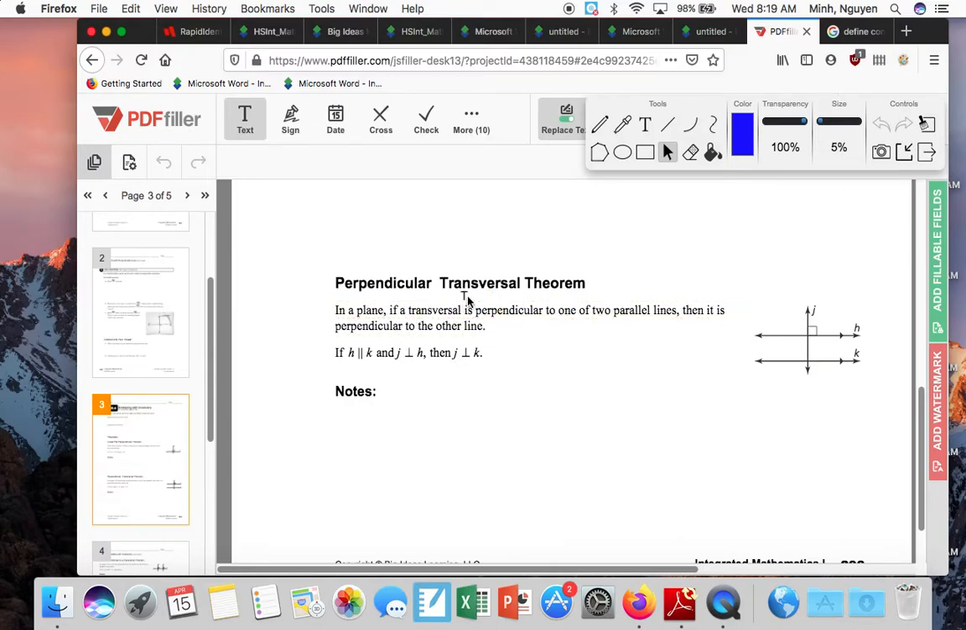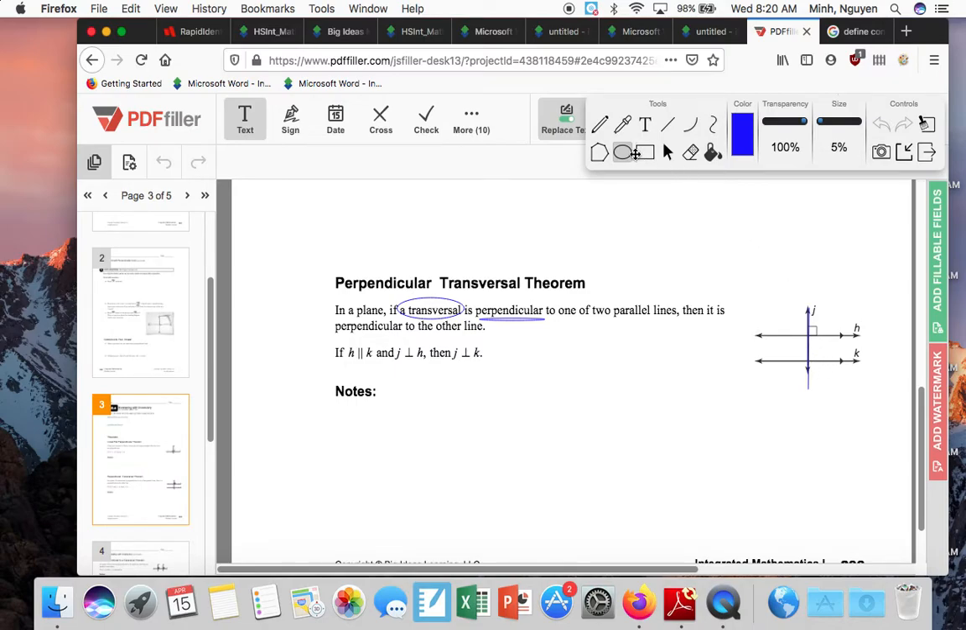Okay, in a plane, if a transversal, so this is the transversal, it's the line that crosses the other two, if a transversal is perpendicular, meaning it has this right angle, 90-degree mark, to one of the lines, then it is perpendicular to the other line. So basically what the perpendicular transversal theorem says is, if you have two parallel lines, and the transversal is perpendicular to one of the lines, then it must be perpendicular to the other line as well.